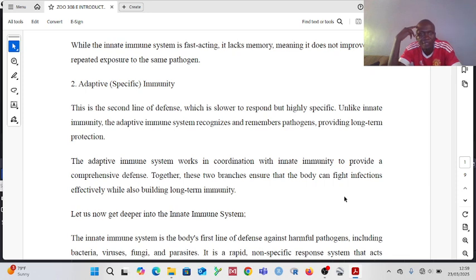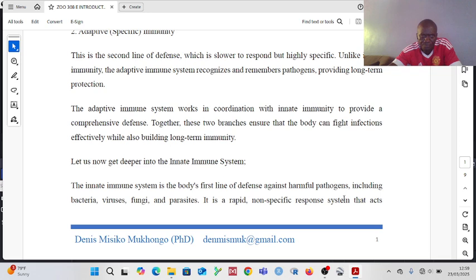Okay. We'll see in our next video when we talk about the adaptive immunity more. But now we'll just talk about the innate immunity. So the adaptive immunity works in coordination with the innate immunity, so that they both provide a comprehensive defense against possible invaders into your body.